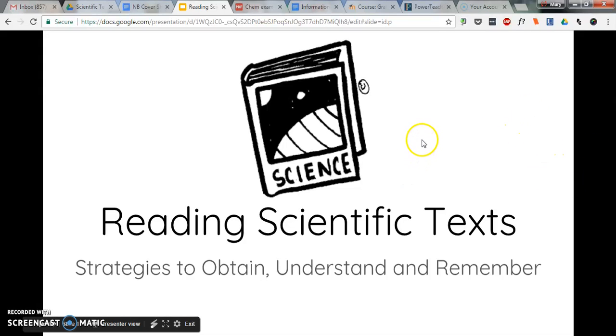Today we're going to be learning a strategy that will help us to obtain the main ideas from our reading, to understand what they mean, and then later to remember them. You are going to be reading a lot of informational text as you move on in school. So this strategy will help you read the text one time and then have a resource in a notebook to review later.